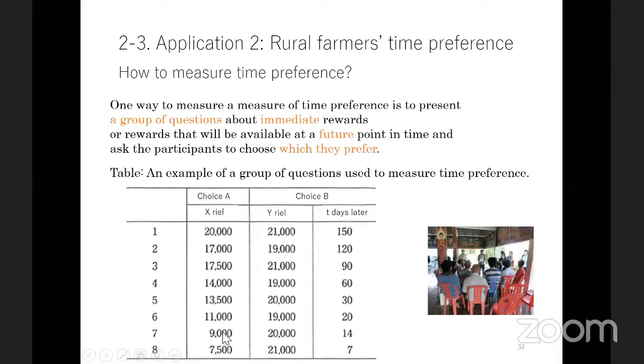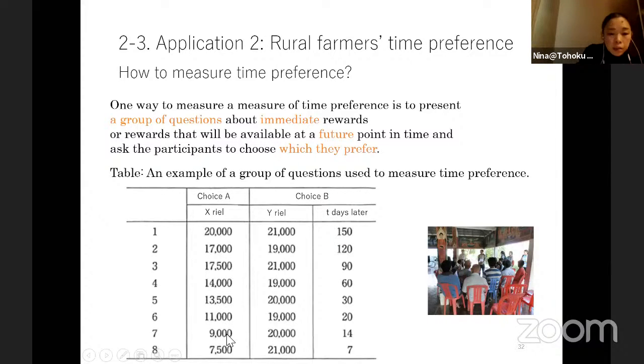For example, number 7, now 9,000 and 14 days, only 2 weeks. Then it will be doubled, more than doubled, 20,000. So maybe most of them you will switch somewhere around here to the choice B, right? So where you switch from option A to option B shows your time preference.